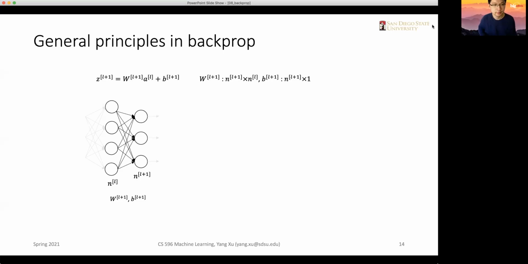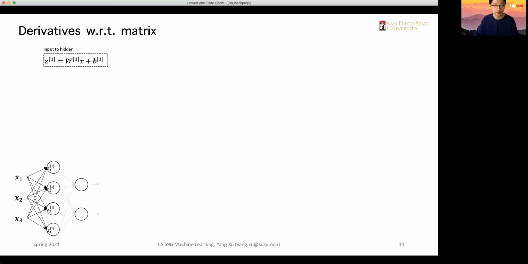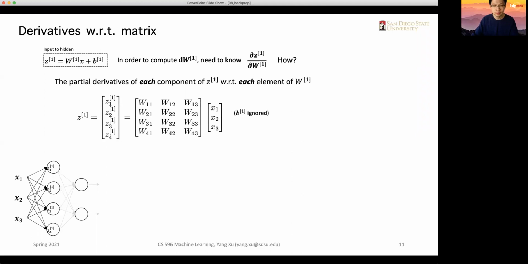Today we're gonna continue to talk about the backprop algorithm. Okay. I think we have finished how we get the formula for backprop, using this simple two-layer neural network as an example, right?